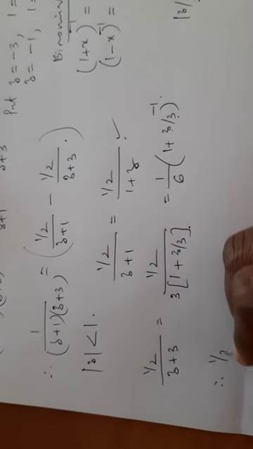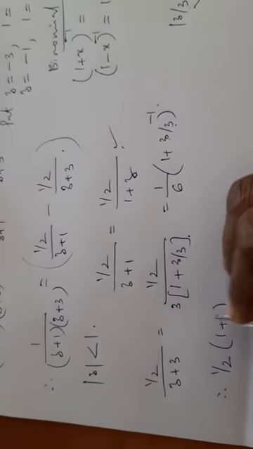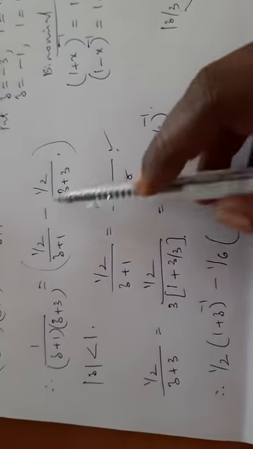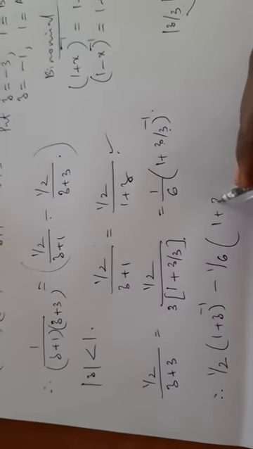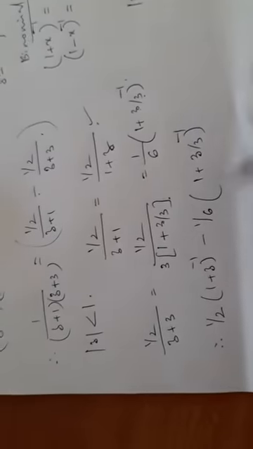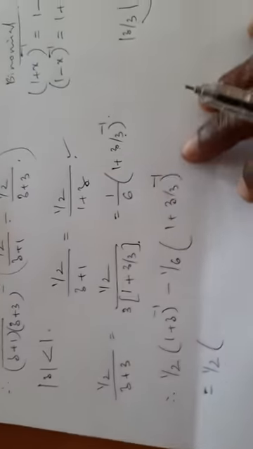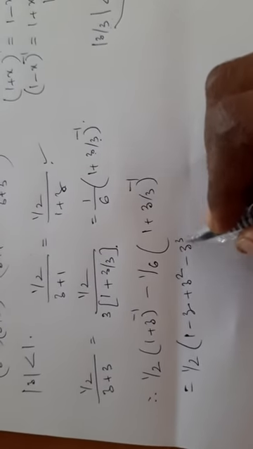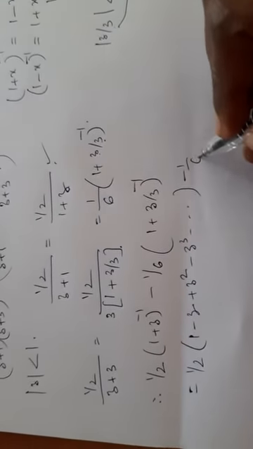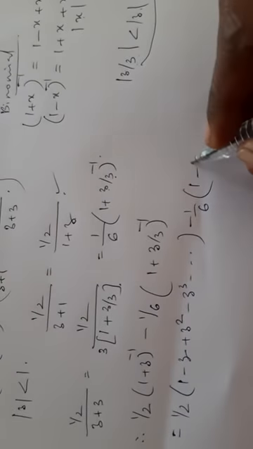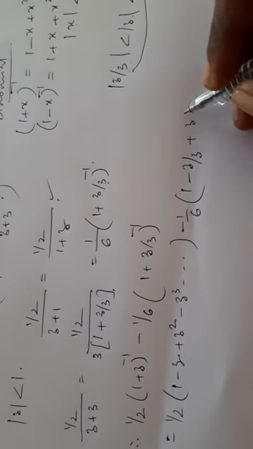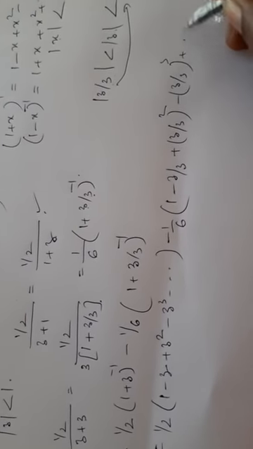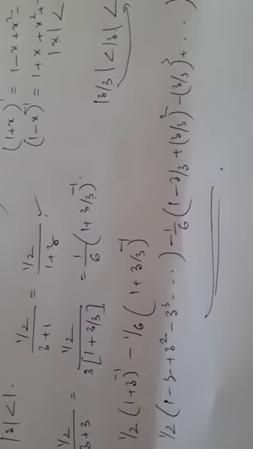Therefore, this becomes 1 by 2 into 1 plus z the whole raised to minus 1 minus 1 by 6 into 1 plus z by 3 the whole raised to minus 1. That is 1 by 2 into 1 minus z plus z square minus z cube etc., minus 1 by 6 into 1 minus z by 3 plus z by 3 the whole square minus z by 3 the whole cube plus etc. So this is the series expansion.